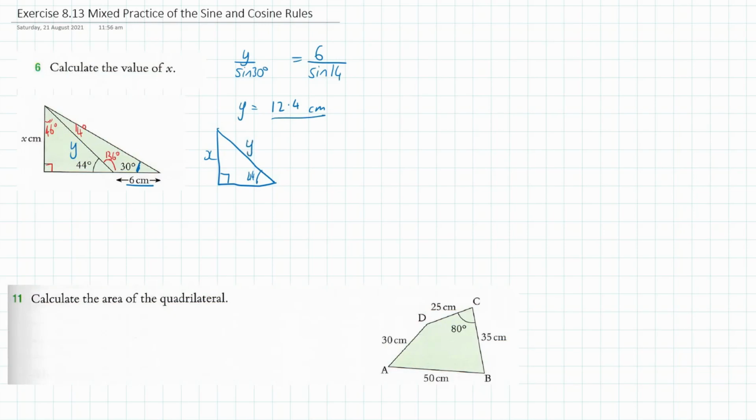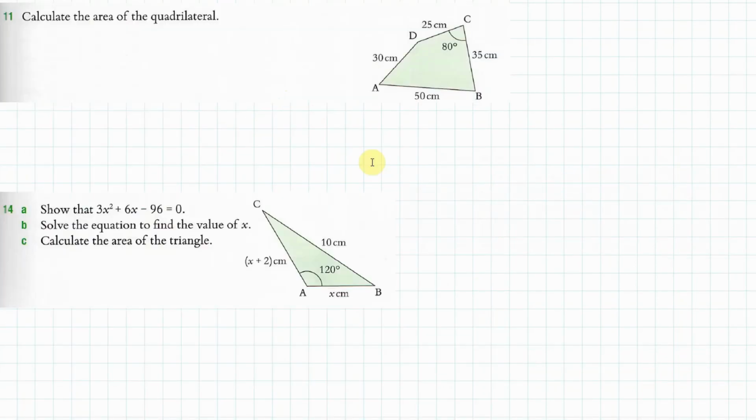So we can use just a standard right angle triangle rule here. So I would say sine 44 is equal to x, which I don't know, over y. I do know y because I just found that out. So therefore x should be equal to y times sine 44. So I'm going to use my calculator answer there that I got from the first part, and I get x is equal to 8.61 centimeters.